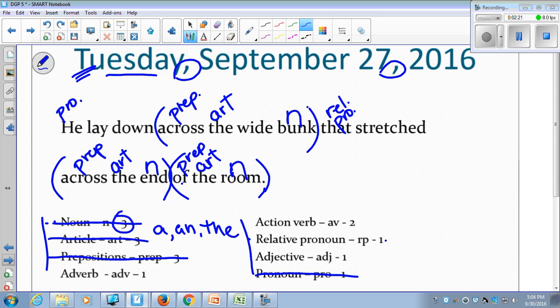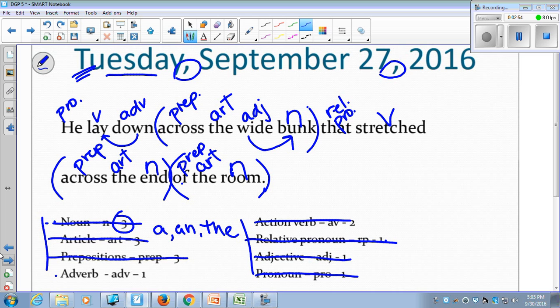So we have pronoun. Now, in this sentence, we have two action verbs, and they represent an action that you can see. Lay is an action verb, and stretched is an action verb. And those seem to me pretty obvious. And then, let's see, what do we have? Oh, we have an adjective. Across the, what kind of bunk? It is a wide bunk, so that is an adjective. And finally, we have an adverb. He lay, where did he lay? He lay down. This adds to the verb and is an adverb. So there we have our Tuesday with parts of speech.